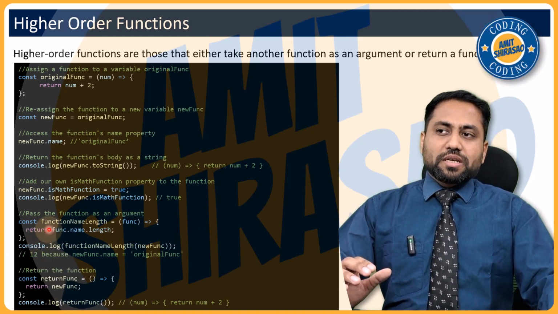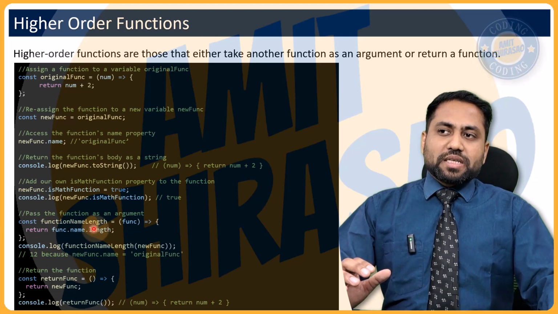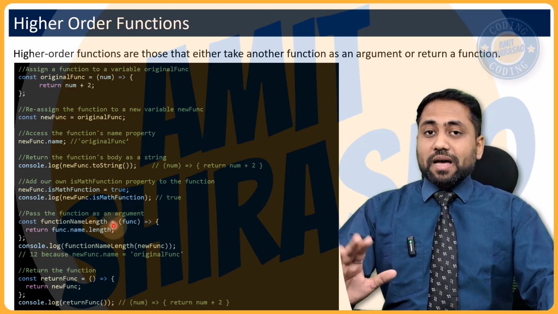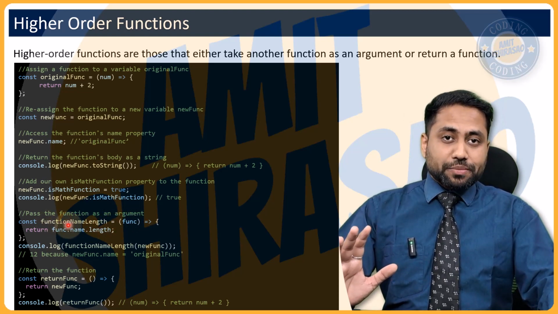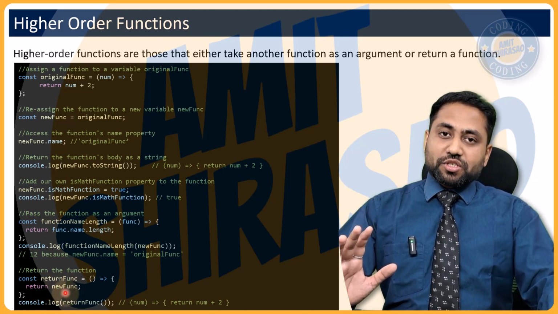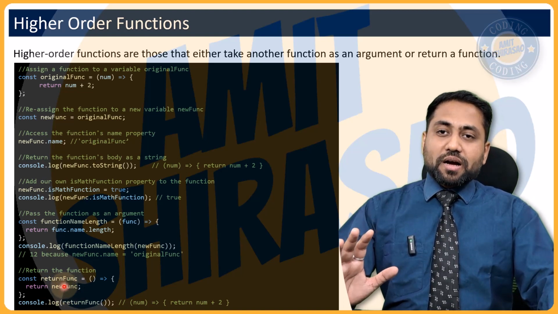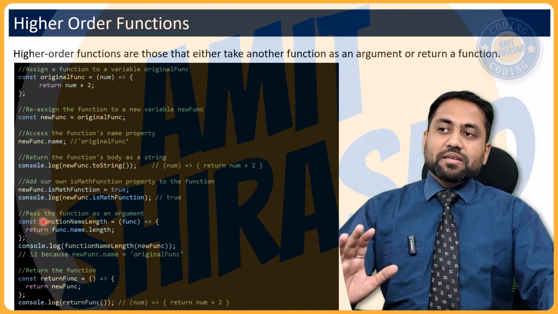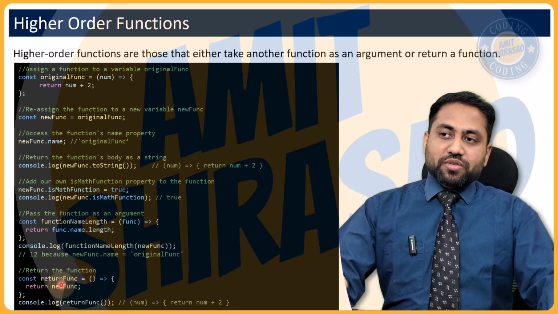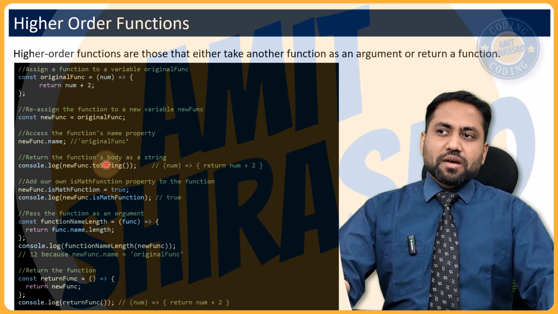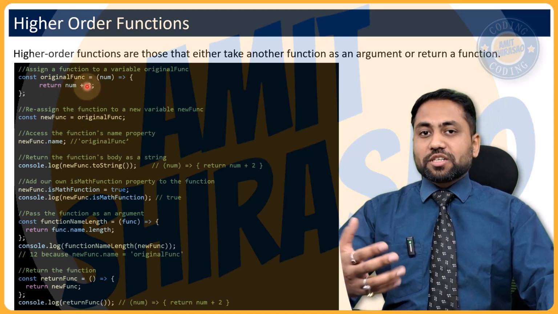Okay, so here you will see that it is accepting a function as an argument, and so this function is a higher order function. Similarly, if you see return func, it is returning another function, and that is why this can be called a higher order function. So return func and function name length, these two are higher order functions. Whereas whichever function is passed to it, this new func is not a higher order function, because new func is neither accepting a function as an argument, nor is it returning a function.